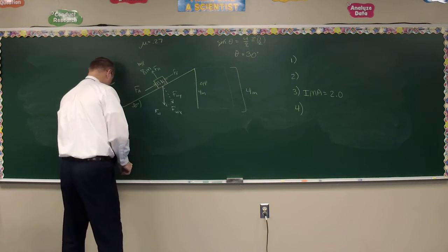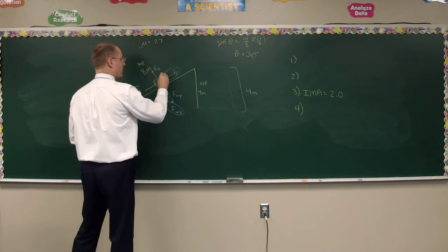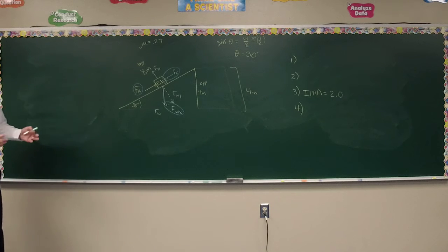And again, these are the two that I'm really concerned about, the weight in the x and that friction force, because that's what the applied force is going to be equal to. Again, assuming a constant speed up the ramp. It doesn't mention an acceleration.